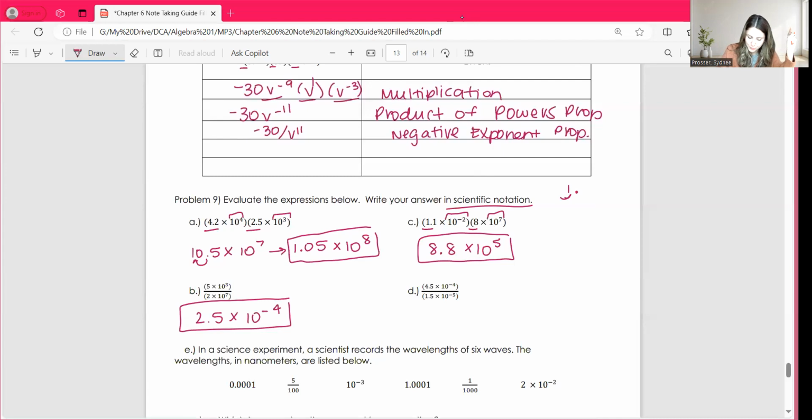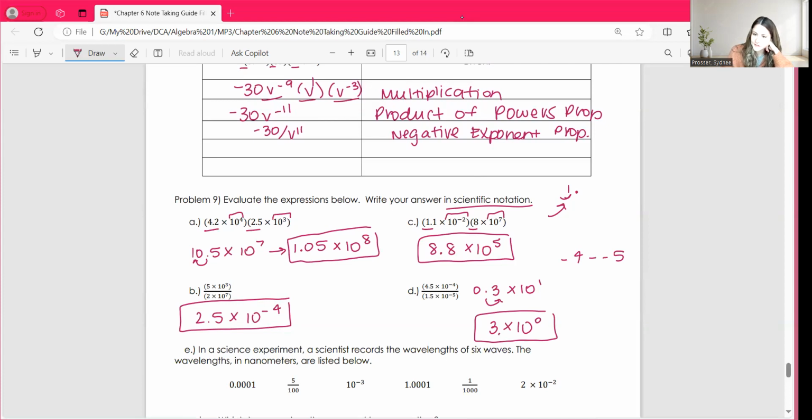And then D, 4.5 divided by 1.5 is going to give me 0.3 times 10. -4 minus -5 is going to give me 1. Okay, and so I need to make sure I have a number in that 10th place, that first place, so I have to move it to the right. So I'm going to get 3 times 10 to the 0, because then I'll have a decimal right there.